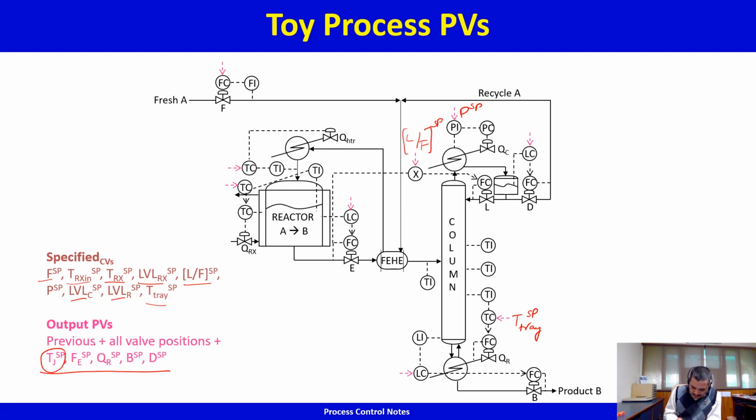Reactor level controller adjusts the effluent flow set point, reactor effluent flow set point. Column tray temperature controller adjusts the reboiler steam flow set point. Bottom level controller adjusts the bottom flow set point. Reflux drum level controller adjusts the distillate flow set point. So these are all output process variables as a consequence of the controllers that we have implemented.